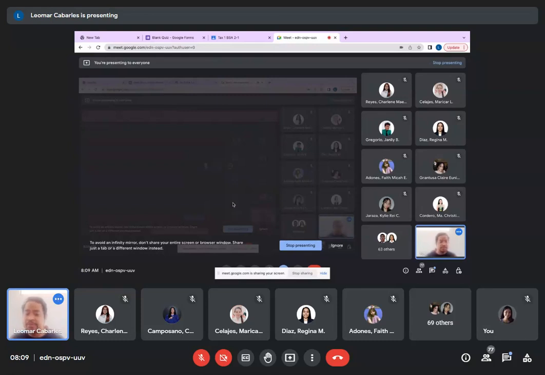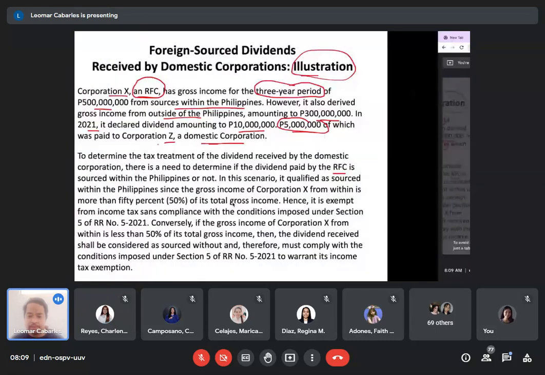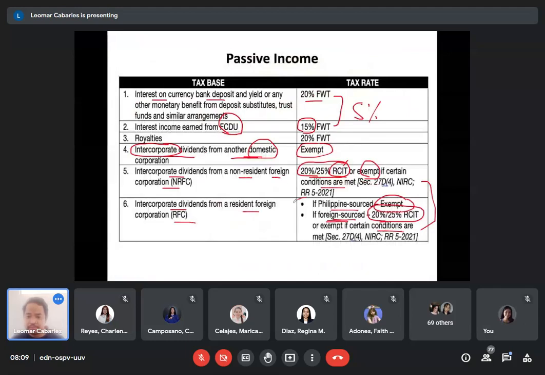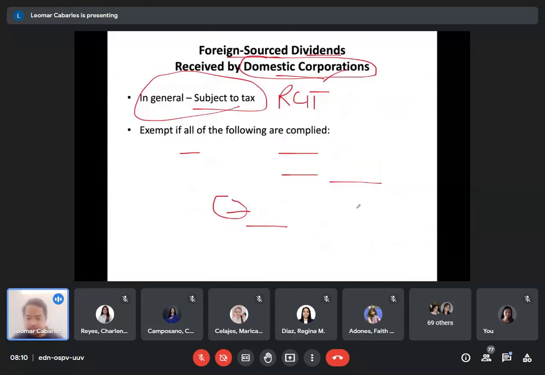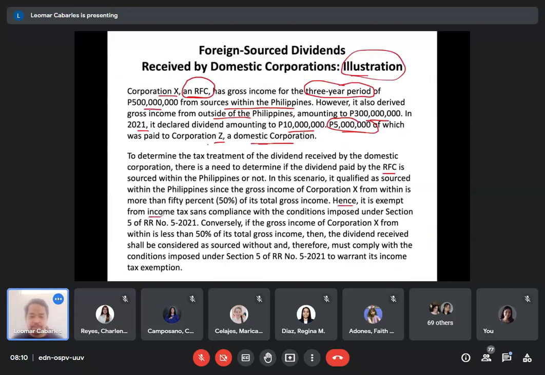Philippine source yung dividend na yan. Tandaan nyo, kung Philippine source yan, it seems like it came from another domestic corp. So therefore, ito yung mag-a-apply, itong part na to, itong first bullet point dito. So Philippine source, therefore, that is exempt. Ang sabi dito, hence, it is exempt from income tax.